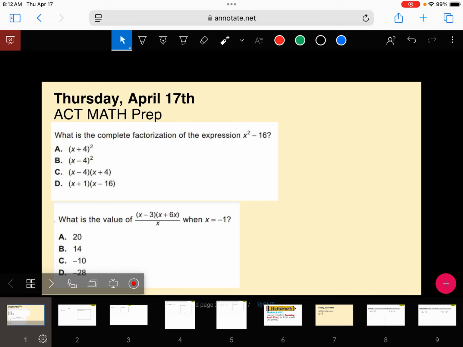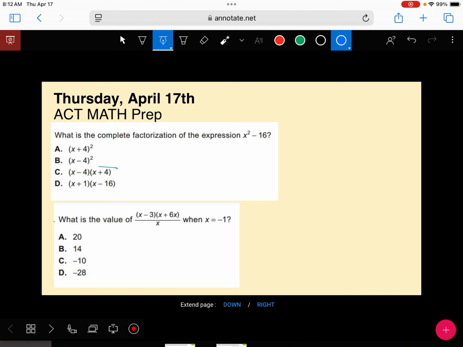Answer would you pick for the first one? Completely factor down x squared minus 16. Would it be A, B, C, or D? Who says A? B? C? It is C. Good. That's the difference of squares. So that would just be x minus 4 and x plus 4.